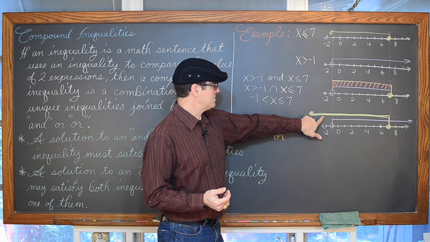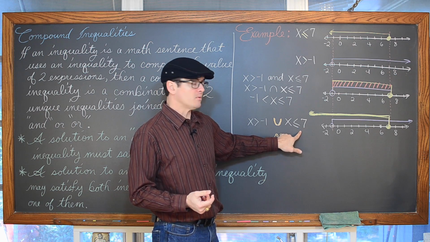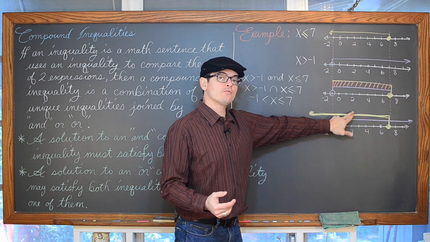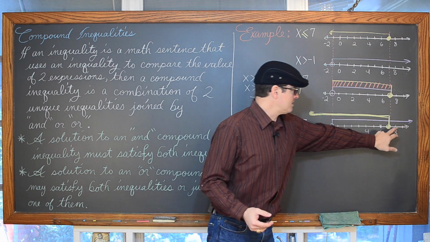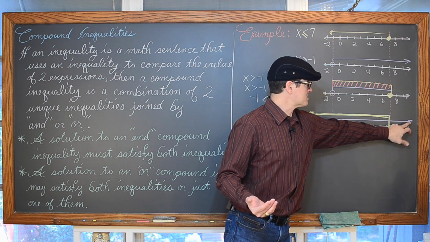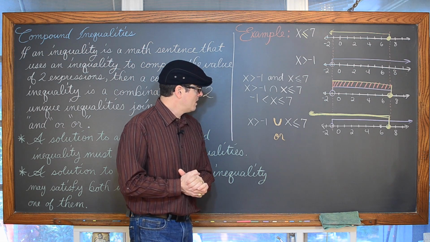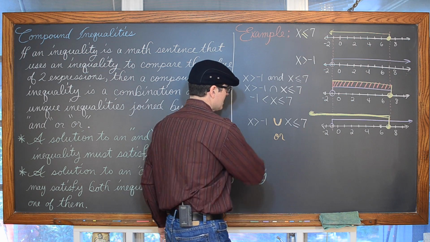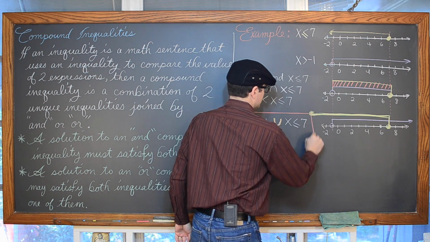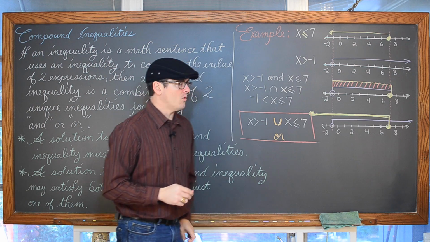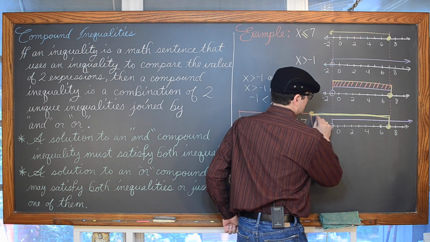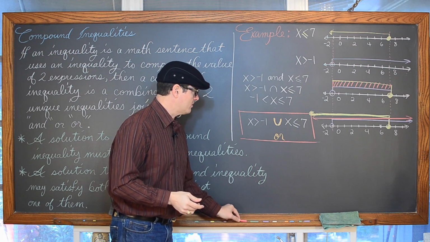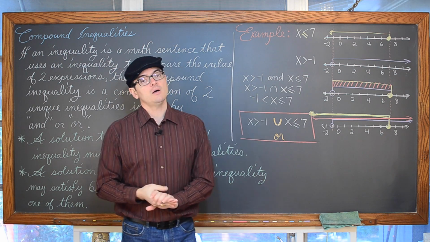-2 is a solution to x is less than or equal to 7. 2 is a solution, you can see here with the overlap, to both of these inequalities. And 8 or 9 or 10, those are a solution to x is greater than -1. So actually the shading that would satisfy this compound inequality with the idea of or on it, the entire number line is a solution. Every single real value is a solution to that compound inequality.